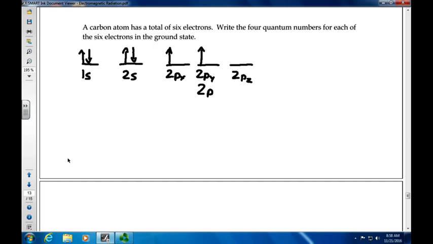So, looking at this, we can now write out the 4 quantum numbers of each of the 6 electrons in the ground state. We know that we've got, let's say, electrons numbered 1 through 6. 1, 2, 3, 4, 5, and 6.